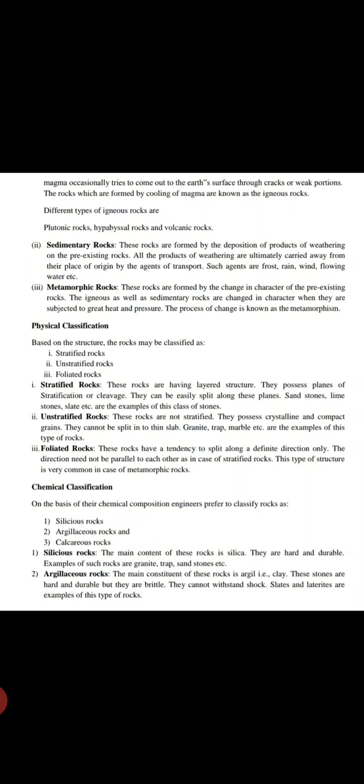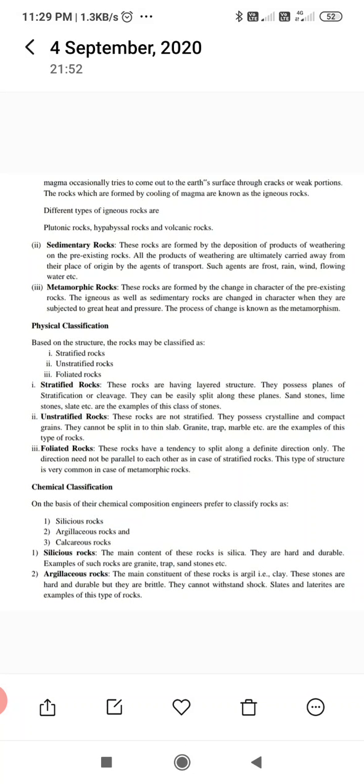The second one is unstratified rocks. These rocks are not stratified. They possess crystalline and compact grains. They cannot be split into thin slabs. Granite, trap, or marble are the best examples of unstratified rocks. So that is the difference between the stratified and the unstratified rocks.